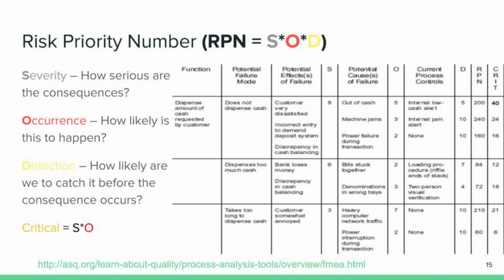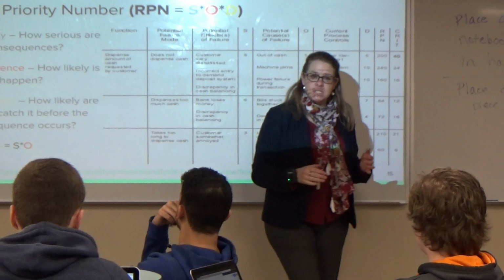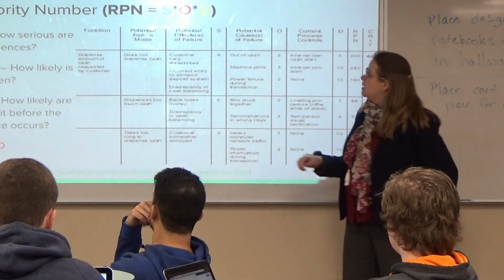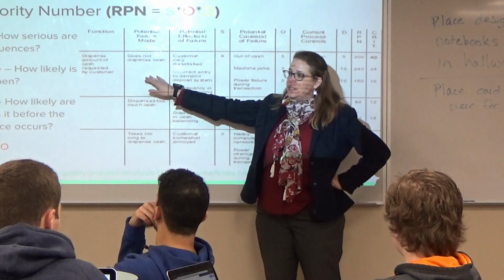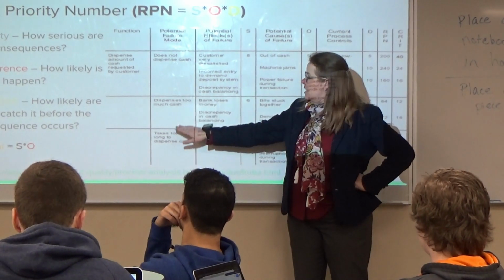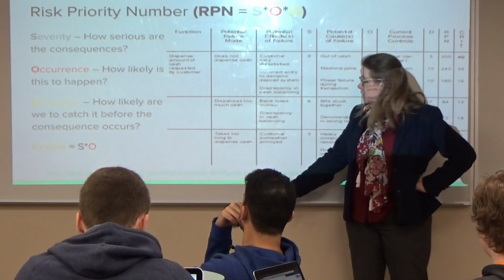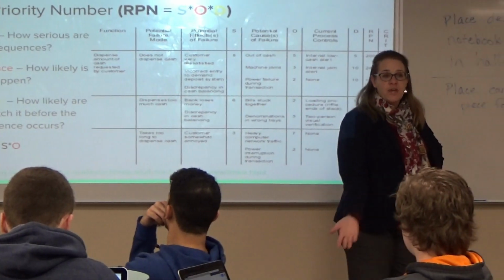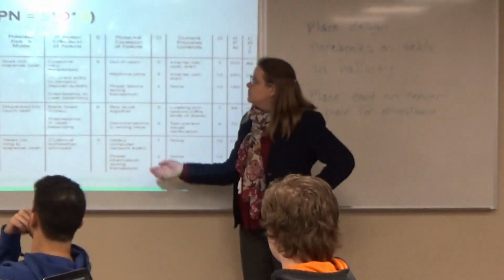So that's what this column is. We have our function. This is an example of an ATM, so a cash machine. The main function of our ATM is to dispense the amount of cash that was requested by the customer. That's our function. So then we need to brainstorm ways that we could fail at that function. How could we fail at that function? It doesn't dispense the cash. It dispenses too much cash, or it takes too long to dispense the cash. Those are 3 ways that it could fail at dispensing the cash.